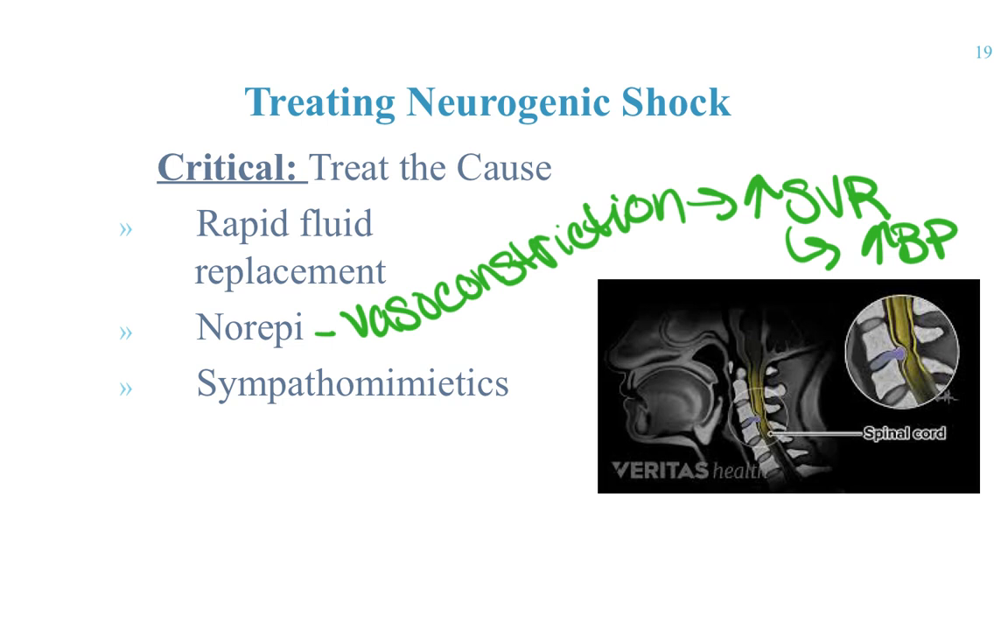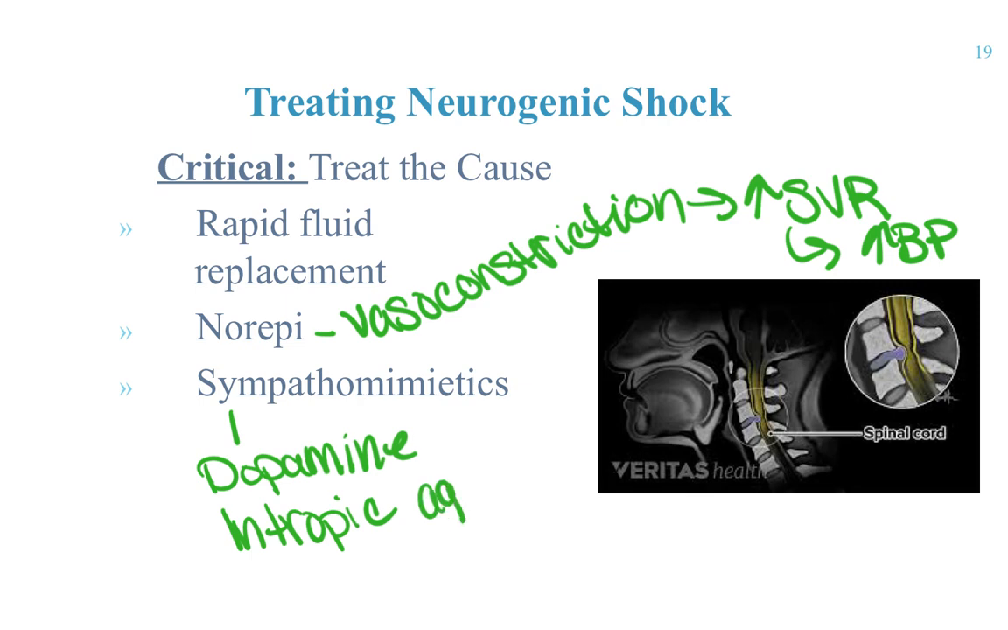Sympathomimetics, so epinephrine, dopamine, and other inotropic agents. So inotropic means it's going to help improve the squeeze of the heart. So we're going to increase our cardiac output because we're going to increase our stroke volume.